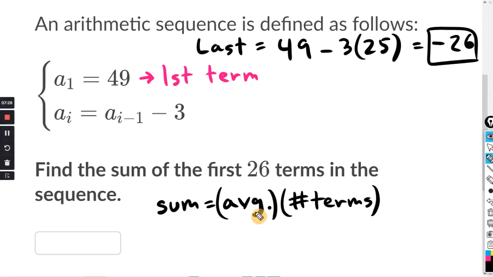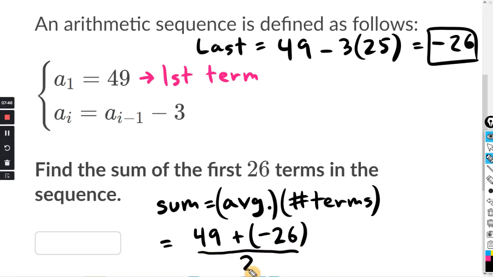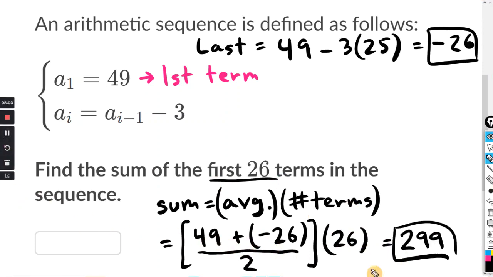So we said the sum equals the average times the number of terms. Okay, the average is going to be the first plus the last divided by 2. So 49 plus negative 26, and that's divided by 2. That's going to be the average. And that whole thing is times the number of terms. They said 26 terms. So I'll do this on the calculator. And I get 299. You just enter that in the box.